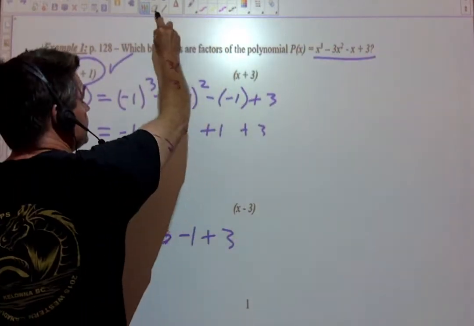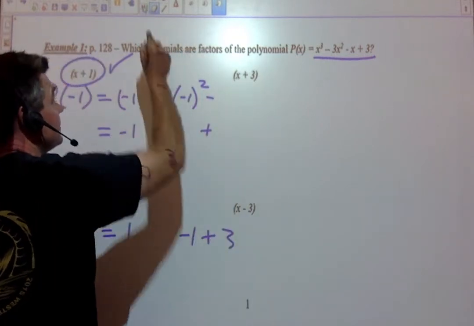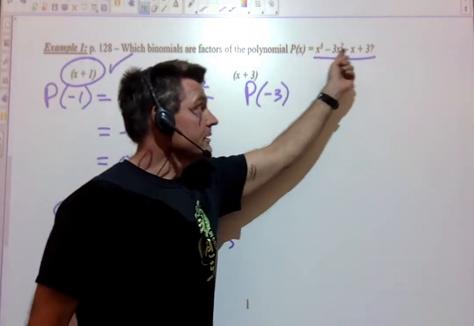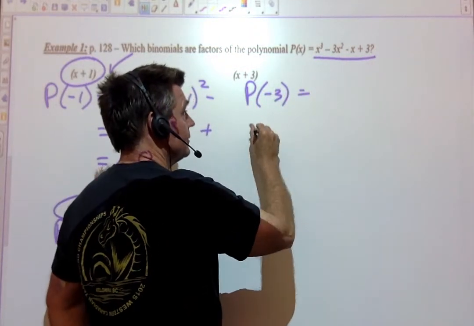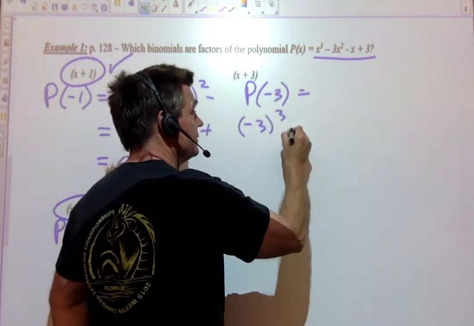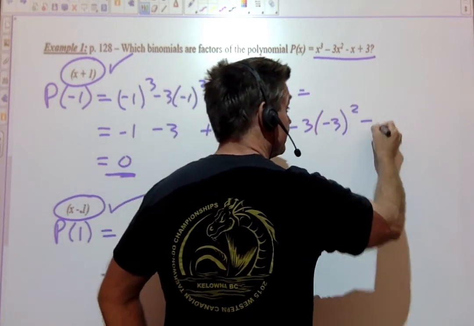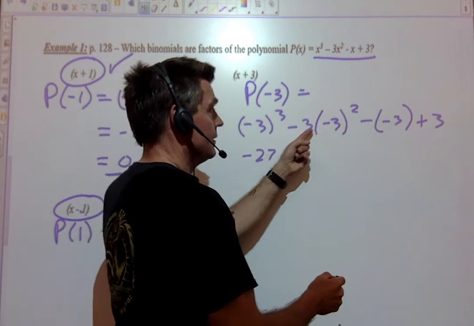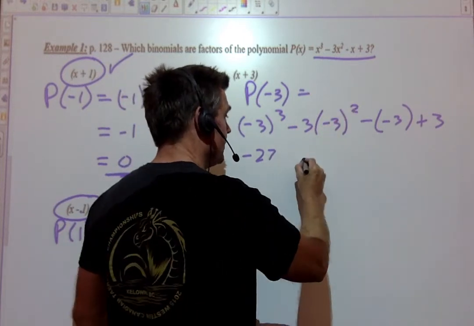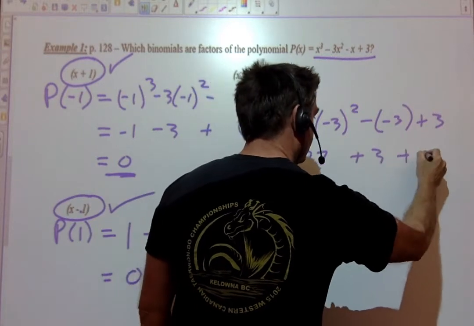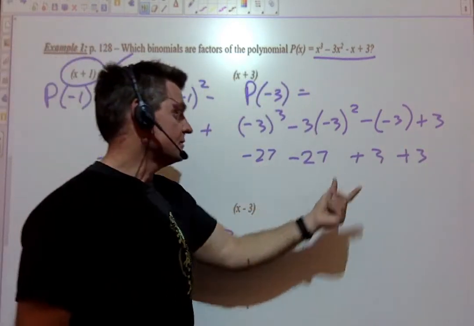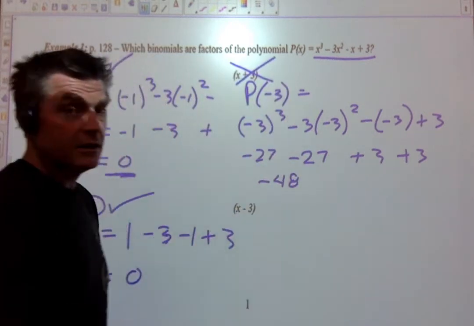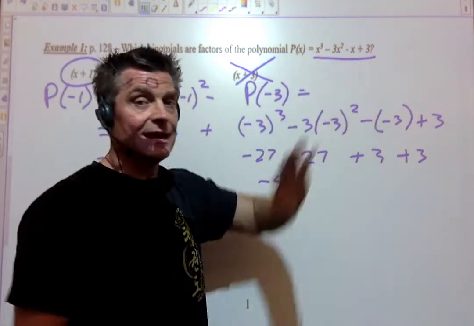What about x plus 3? Let's try that. So in other words, my shortcut for finding the remainder, I'm plugging in -3. So let's take -3 and plug it into this polynomial. So that's equal to, well, -3 cubed minus 3 times -3 squared minus -3 plus 3. -27. This is +9 times -3 minus 27. Plus 3 plus 3. Okay, so this is -54 plus 6 is -48. That's the remainder. No, that one's not a factor. So in other words, if I was to divide this into this, it's not going to work.